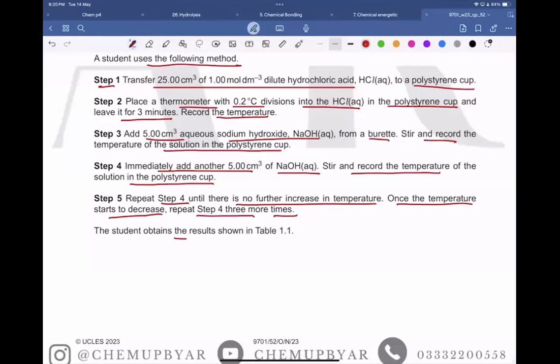So the method is clear to all of you. Now you need to keep the method in mind, the method the examiner provides you. Otherwise, whenever you get confused while answering any part, go back to the method and read it again.